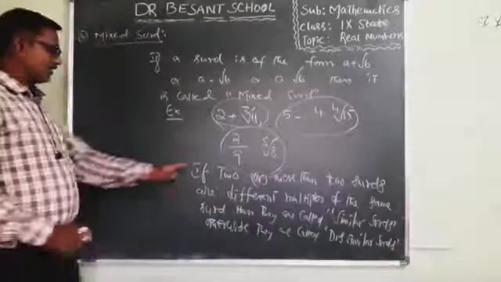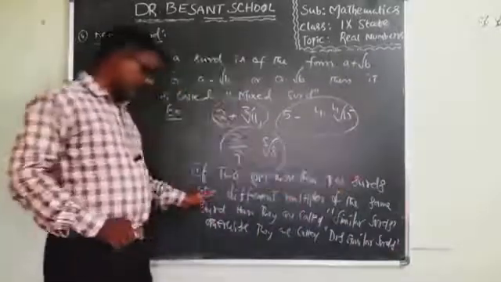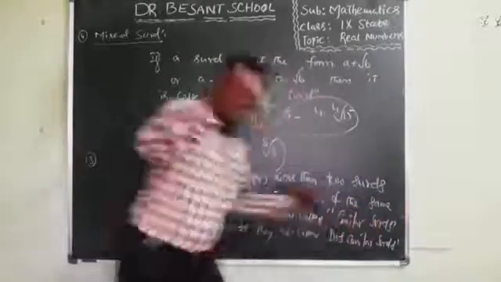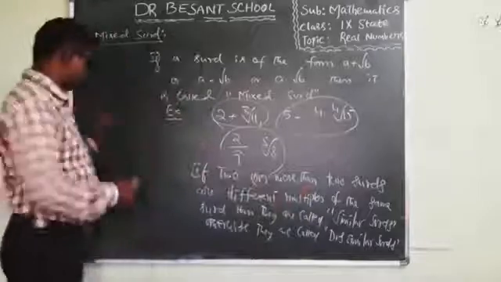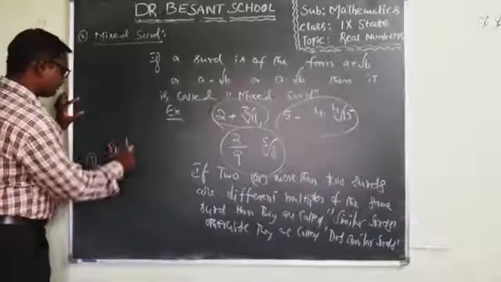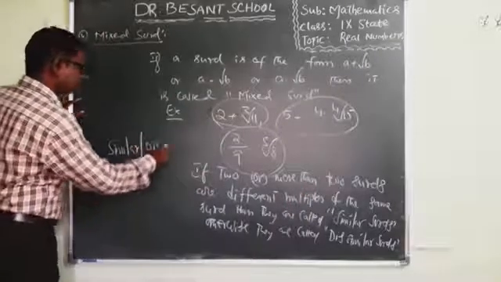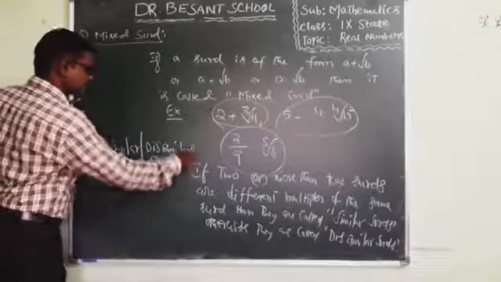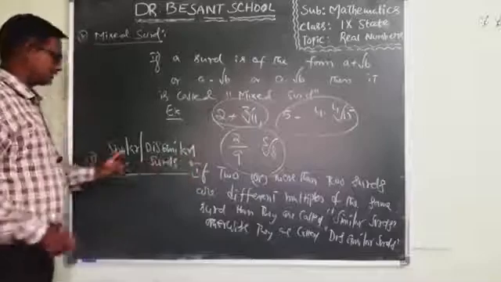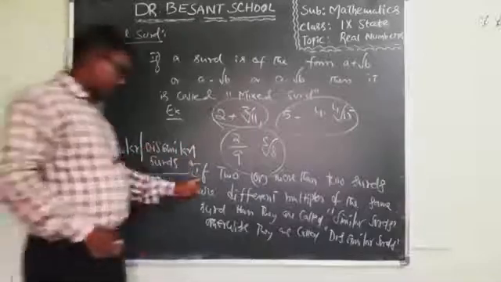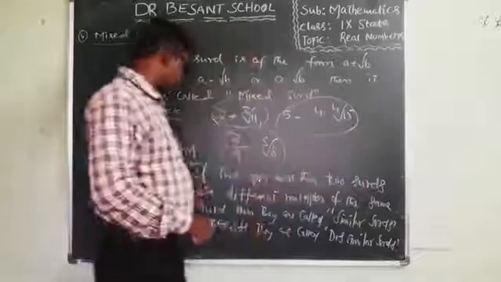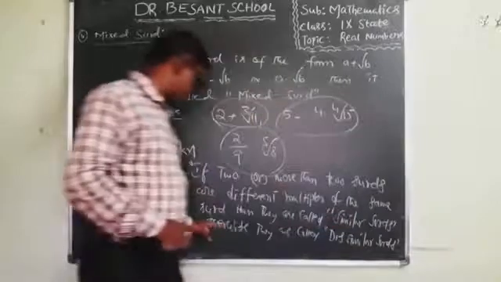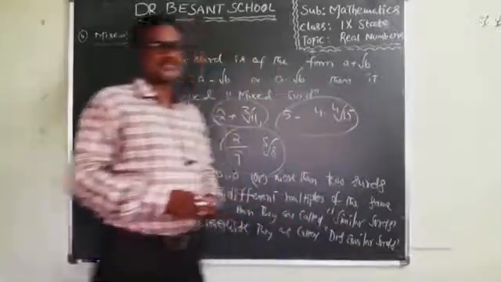Once verify. If two or more than two surds are different multiples of the same surd, then they are called similar surds. Otherwise they are called dissimilar surds. So this is the definition of similar or dissimilar surds.